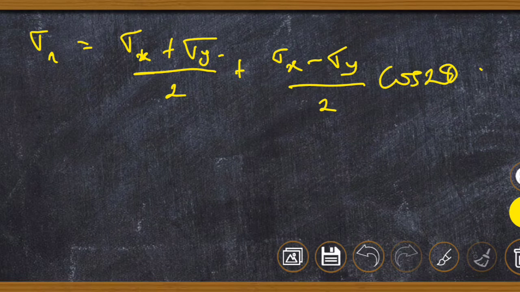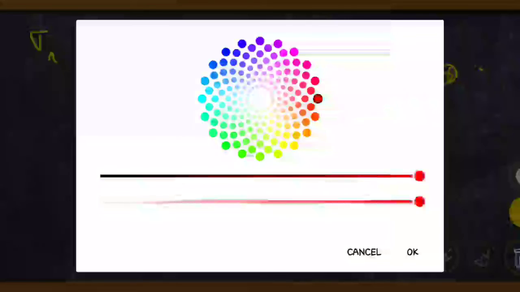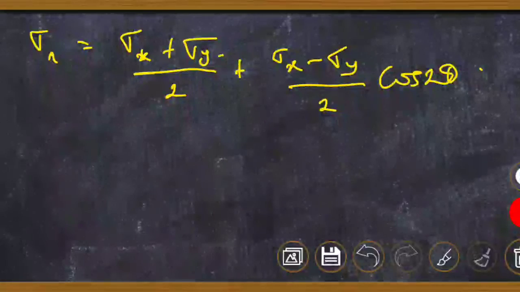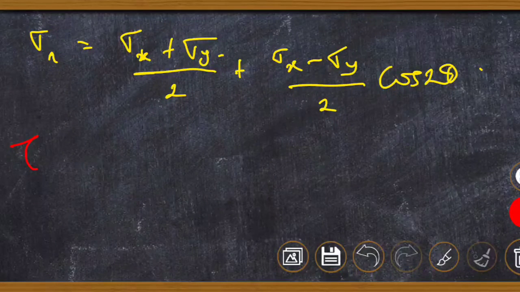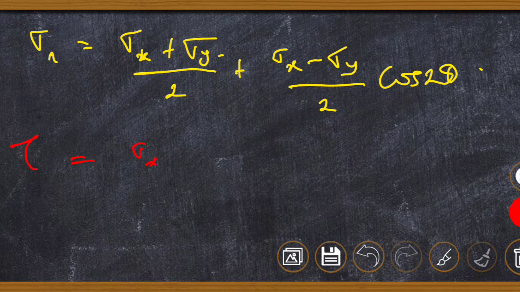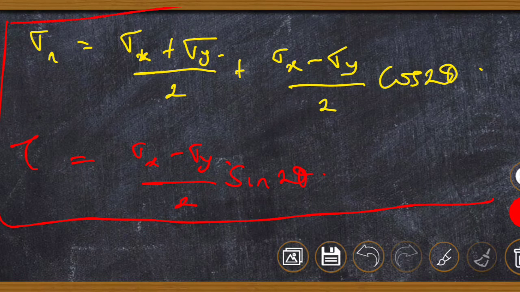While the shear stress or the tangential stress that will be acting on the body can be given as this. My shear stress on the body will be equal to sigma x minus sigma y all over 2 sine of 2 theta. Now, these are the normal stress and the shear stress that is acting on the body.